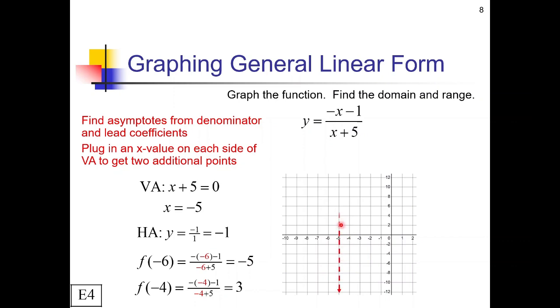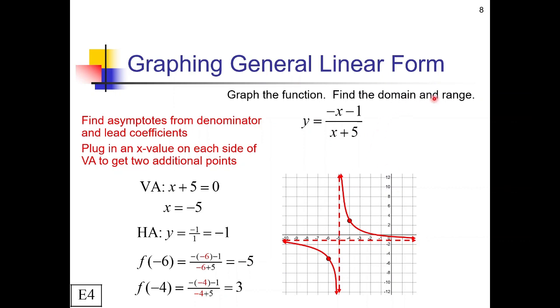So we've got negative 5 for the vertical asymptote, horizontal asymptote at y equals negative 1, right about there. We've got the point negative 6 comma negative 5, which is right down here. And we also have the point negative 4 comma 3, which is going to be right up here. So here's one branch going through that point, and my upper right branch going through that other point.